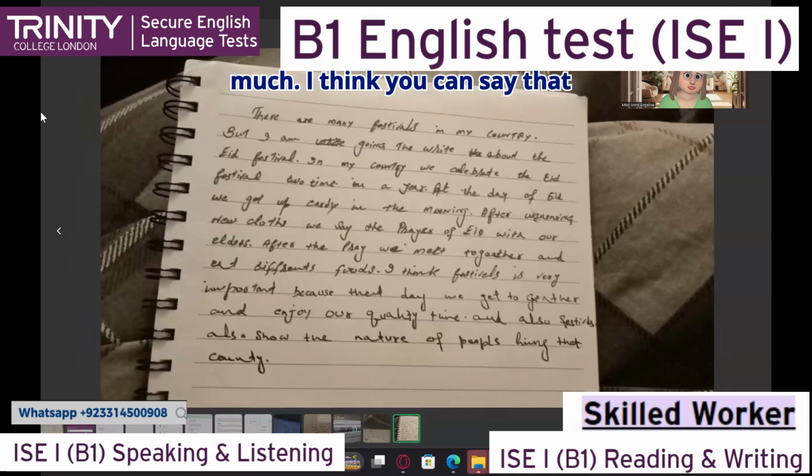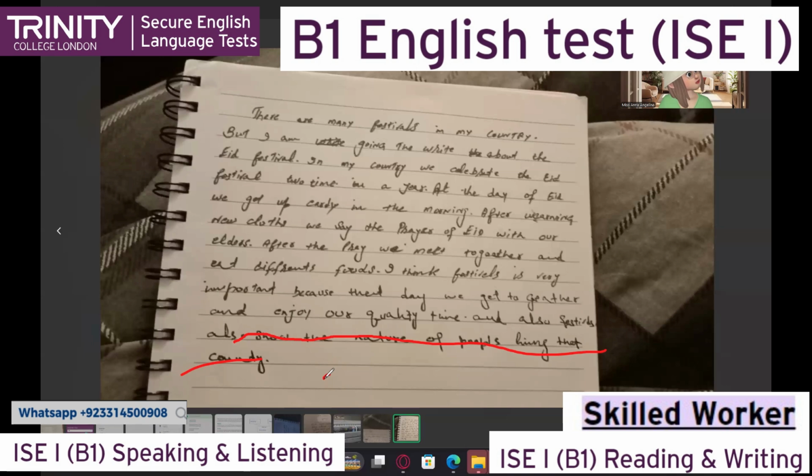This line is way too much. I think you can say that we also celebrate the culture and traditions of the country. Okay. Culture and traditions of the country. Yes, ma'am. No, thank you. Thank you so much. Beautiful. Okay.